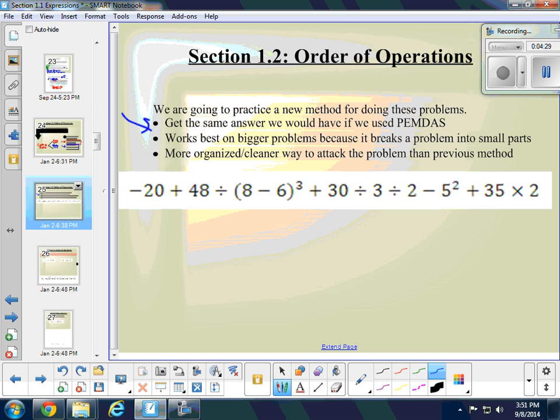It'll break all these bigger problems maybe into smaller parts where it's just little problems that are much easier for us to handle, and it's kind of a nice organized way to attack the problem as opposed to just going through PEMDAS. So it's a little bit of a new method we've been doing now for the last.